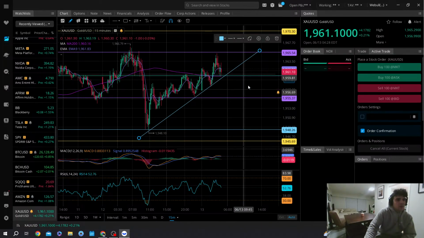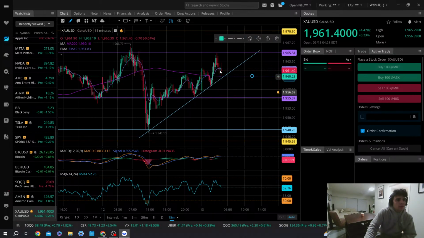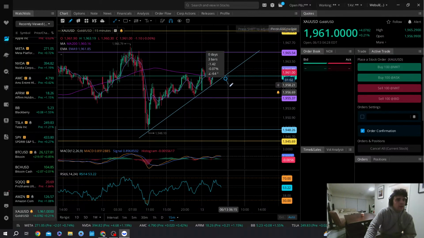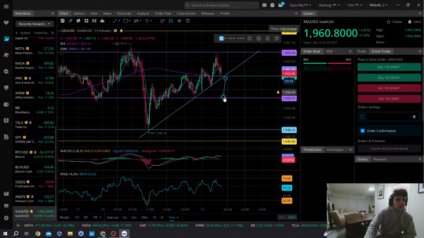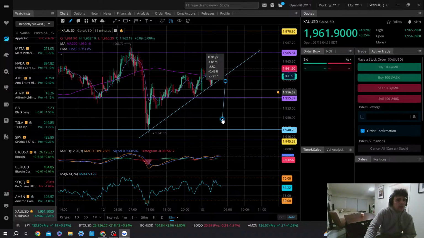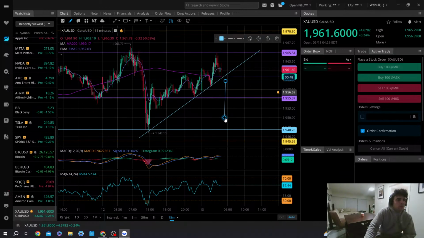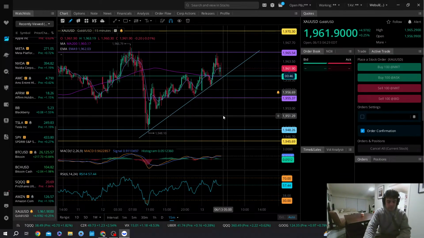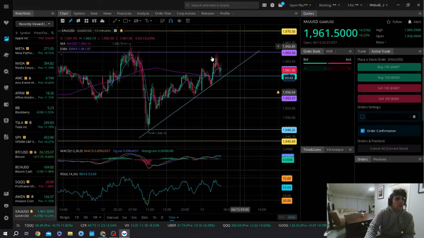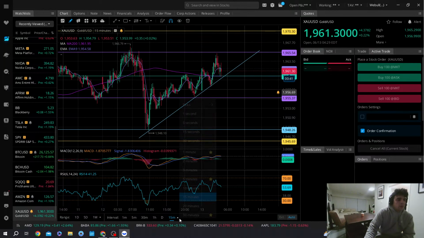Yeah, so just still holding above this 15-minute resistance. If we see a break in this uptrend, we should be heading back down to the low of the day down here. And if we break that low of the day, then we should be seeing price retrace back down to around the 1948 level. But it seems to be holding strong.